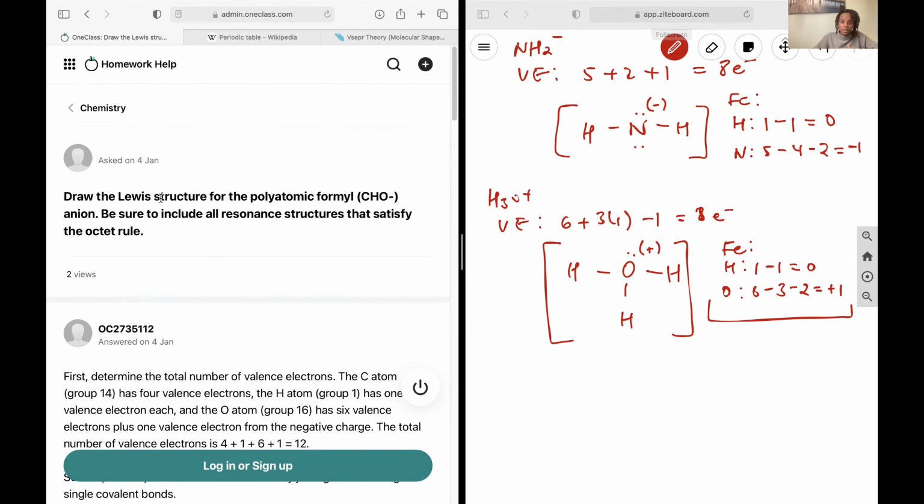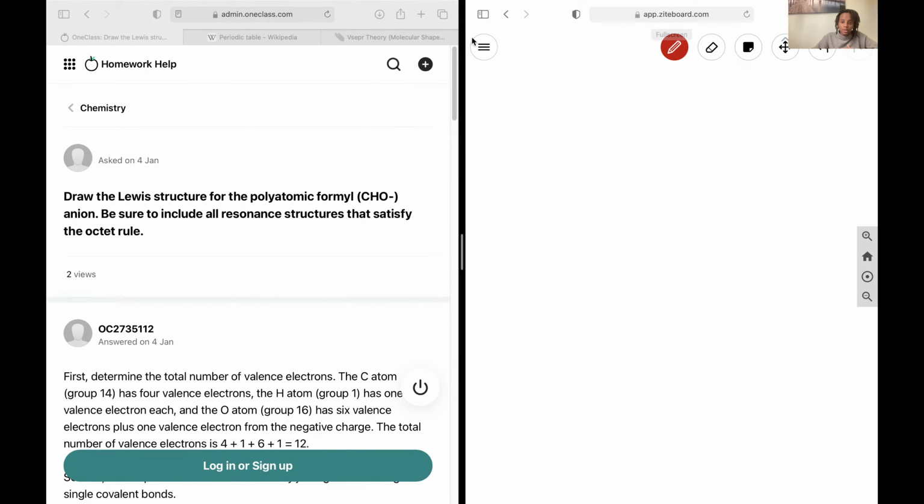Next up, I would like to determine the lowest energy structure for polyatomic formyl, and be sure to include all resonance structures that satisfy the octet rule. So, again, I need to account for the charge when I'm counting the valence electrons. So I have CHO minus. My valence electrons will be 4 plus 6 plus 1 plus another 1 because of the charge. So just to label them so you can understand, COH minus. And so that is going to give me 12 electrons to mess around with.